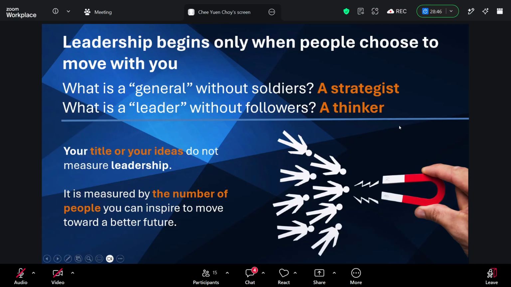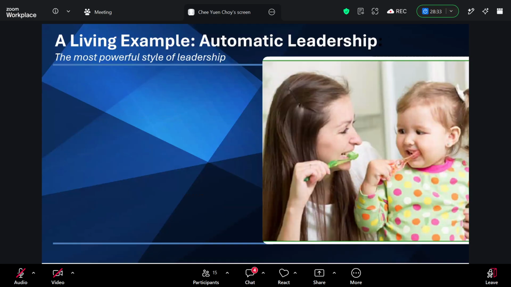So in this particular lesson too, besides the 4 magnets, Mr. Michael introduced 2 important concepts, which I extracted out. I hope we can share them here. And one is the living example.